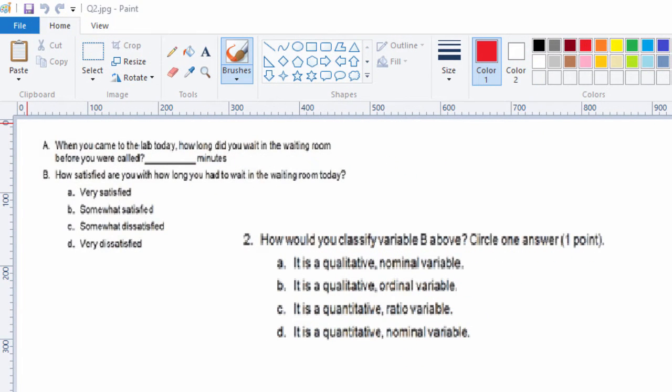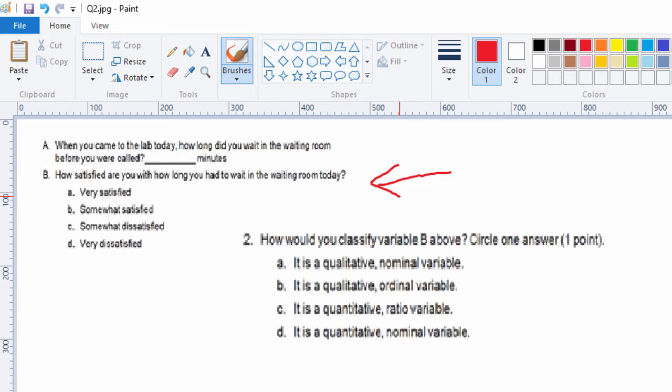All right, so you probably guessed this was the next question, is how are we going to classify variable B here, right? So let's look at that. How satisfied are you with how long you had to wait in the waiting room today? So very, somewhat, somewhat dissatisfied, very dissatisfied. Well, we can see it's categorical, right? Because you have to choose between one of those four categories.